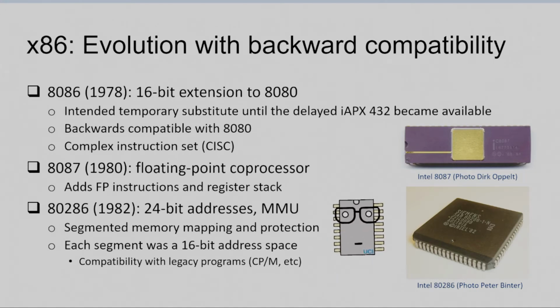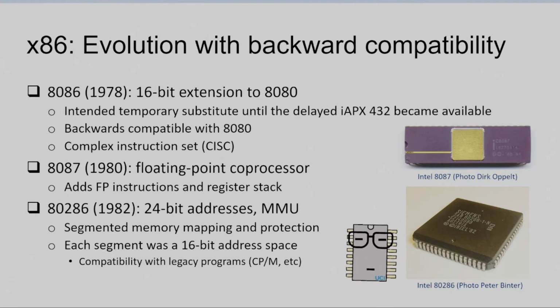And this allowed very simple compatibility with legacy programs like operating systems such as CP/M, which let IBM and Intel computers at the time take advantage of existing code bases without having to significantly rewrite any of the code. That's why the MMU of the 286 chose this.